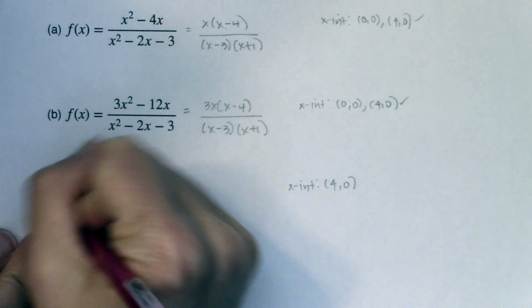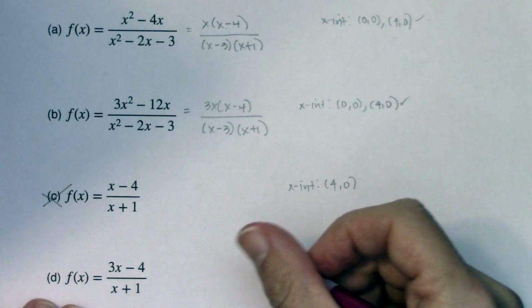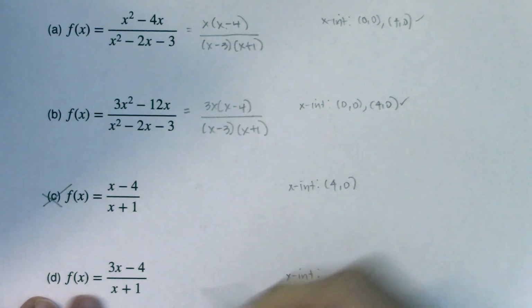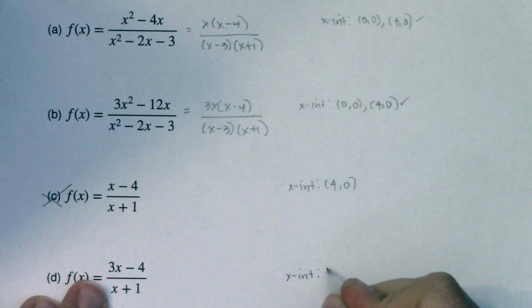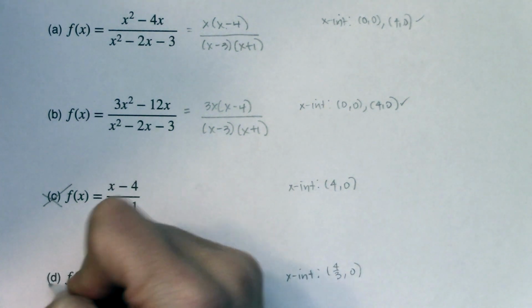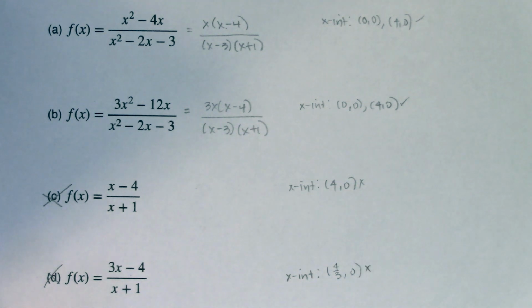So this is not going to be my answer. All right, and now if I look at D, if I wanted my x-intercept, my numerator zeroes out at 4/3, comma 0. Right? That is not correct. It's not that it's not correct, it just doesn't match my graph. Okay. And so that's going to limit us now to either A or B.